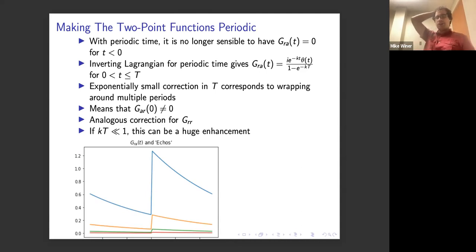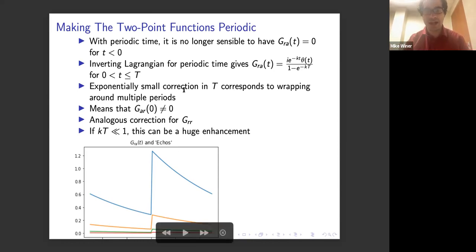Before we do that, I just want to go over how the 2-point functions are going to change once we have periodic boundary conditions. When we have periodic time, the last time theorem doesn't make sense anymore because there is no last time. Time is periodic. So we get a different expression for GRA. We also have a different expression for solving GRR on this contour, but GRA I think is more striking.